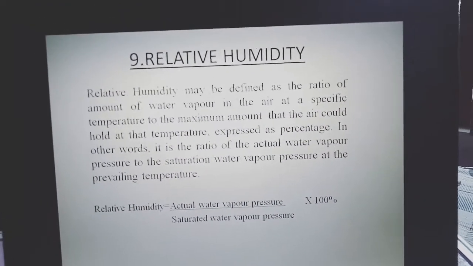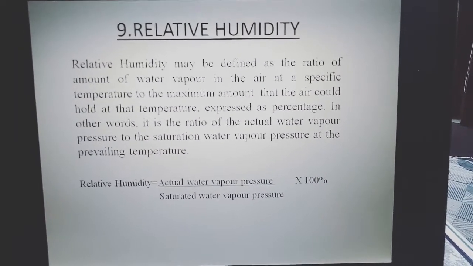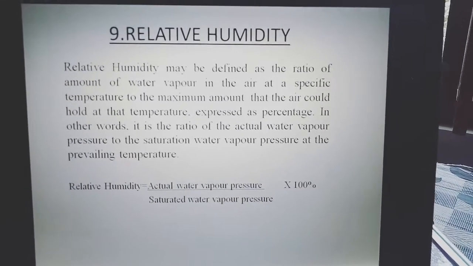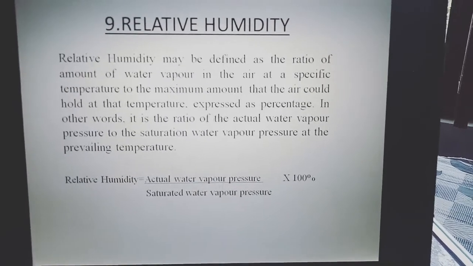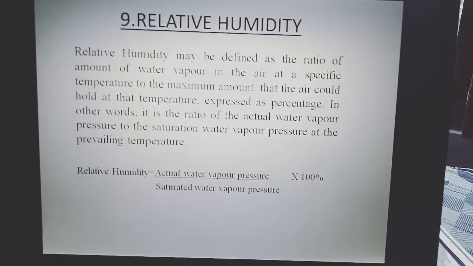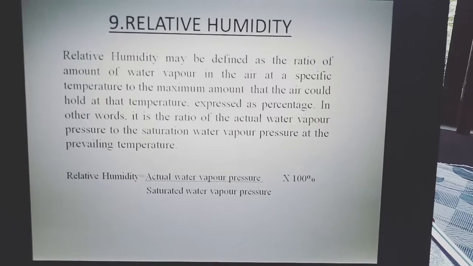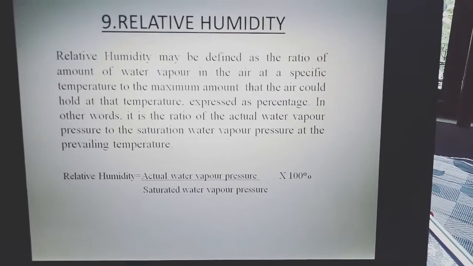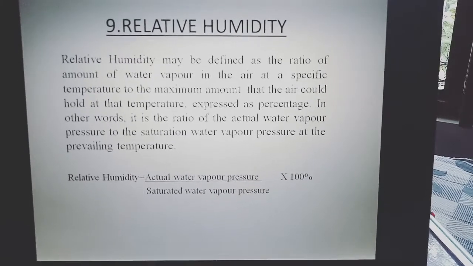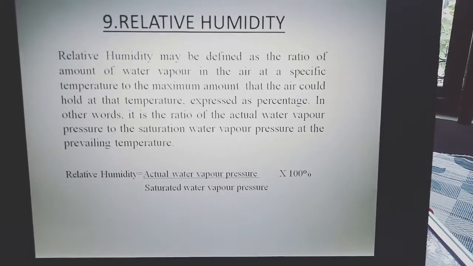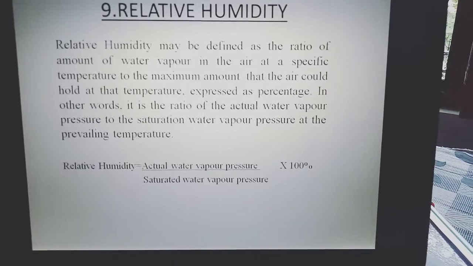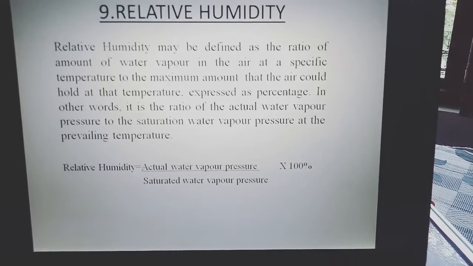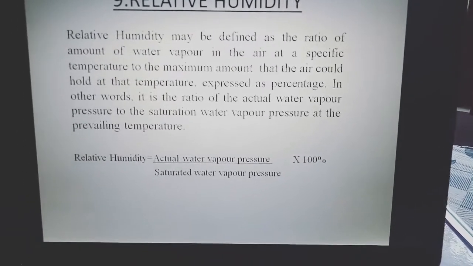Next topic is relative humidity. What is relative humidity? It may be defined as the ratio of the amount of water vapor in the air at a specific temperature to the maximum amount that the air could hold at that temperature. It is expressed as a percentage. In other words, relative humidity is the ratio between the actual water vapor pressure to the saturation water vapor pressure at a prevailing temperature.